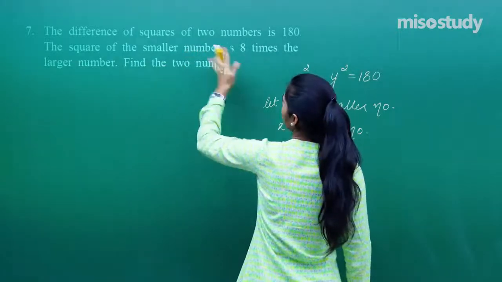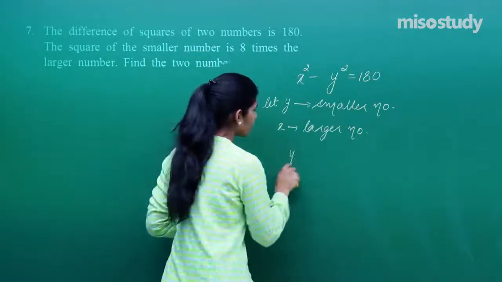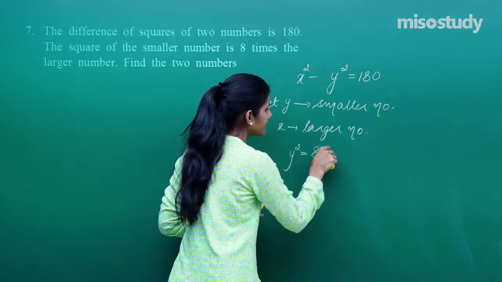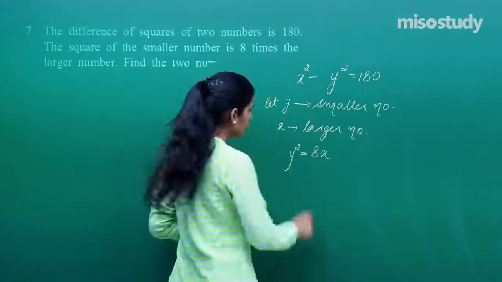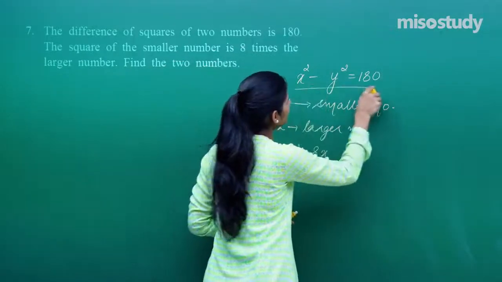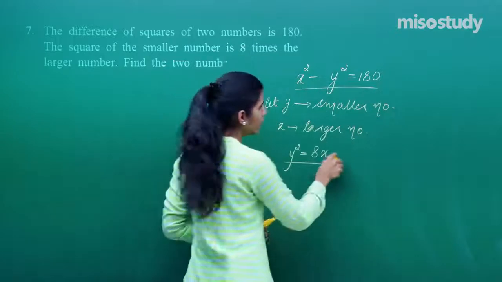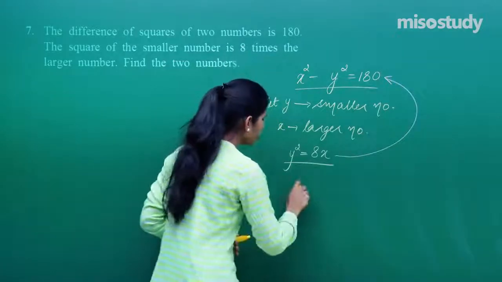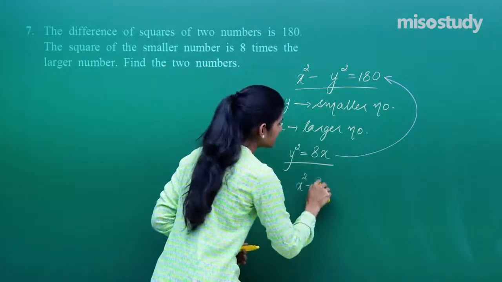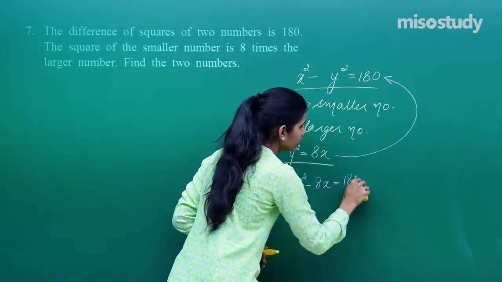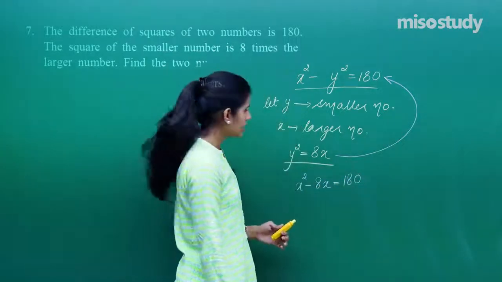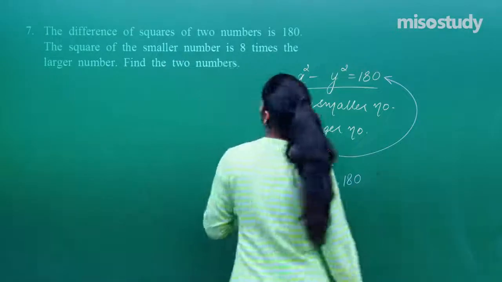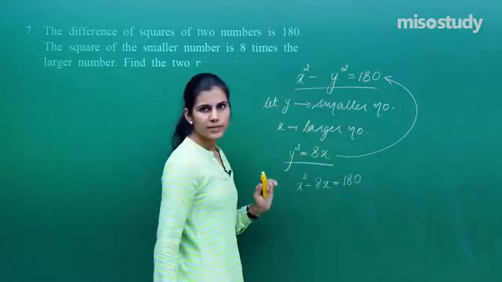Further it says another relationship is there. Square of the smaller number is 8 times the larger number. So you have y square is 8x and x square minus y square is 180. When you use this over here, you get x square minus 8x equals 180. Find x and find y, that is what it says, find the two numbers x and y.